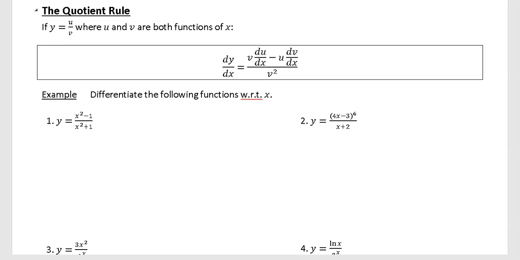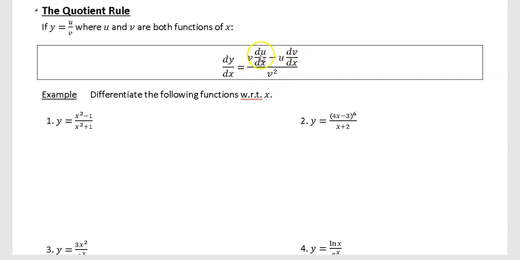In this video, we're going to look at how we differentiate a quotient. Now, a quotient is in the form of y is equal to u over v, where u is a function of x and v is a function of x. Your rule for this is, if y is equal to u over v, dy by dx is equal to v du by dx minus u dv by dx, all over v squared.